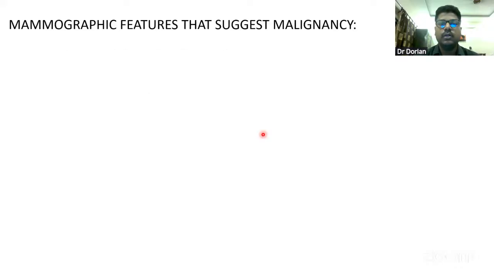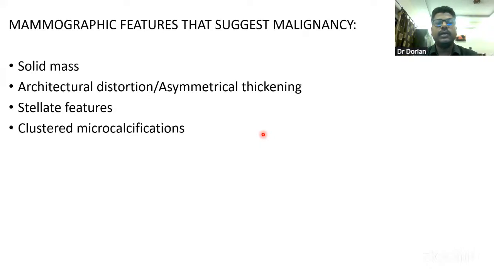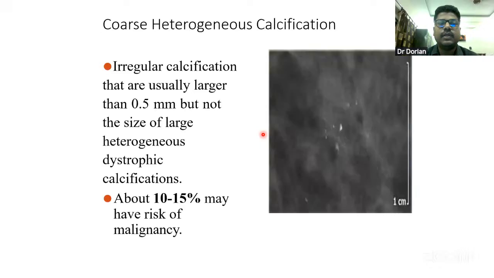So what are the mammographic features that suggest malignancy? A solid mass, architectural distortion or asymmetrical thickening, stellate features. Stellate means star-shaped. Clustered microcalcifications. I've put some pictures of different malignant calcifications because they can be asked as image-based questions. This is a coarse heterogeneous calcification. Coarse means the size should be more than 0.5 mm. That is the mammographic cutoff. About 10 to 15% of such calcifications may have malignancy risk.